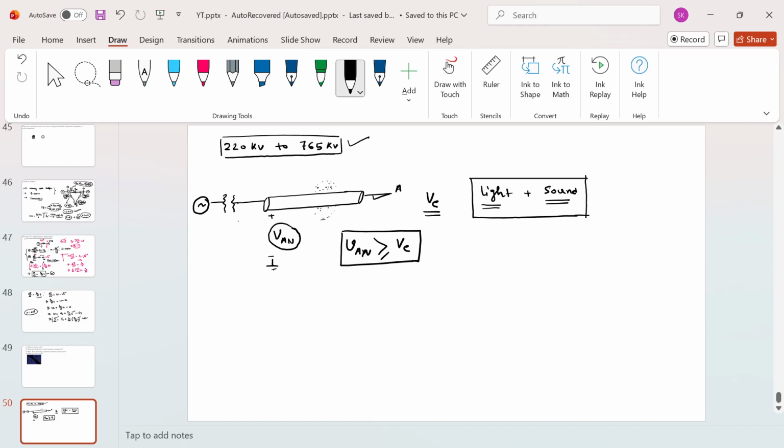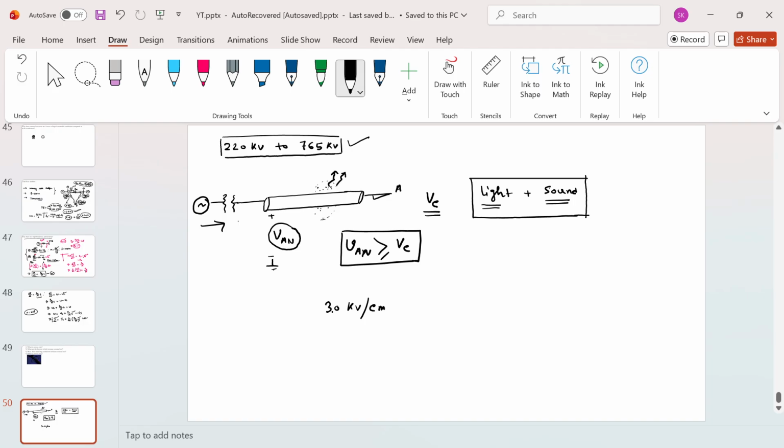I am supplying electrical energy from this end, but somehow here I am losing the energy in terms of either light or sound. So I am having power loss, and that is basically corona loss. Air is a dielectric medium, and air has a dielectric breakdown strength, the maximum electric field that air can withstand without ionization. It is roughly around 30 kV per centimeter.